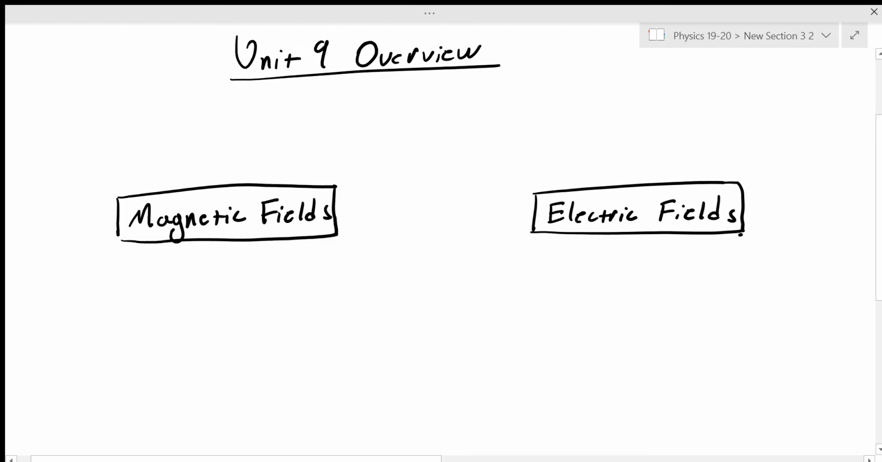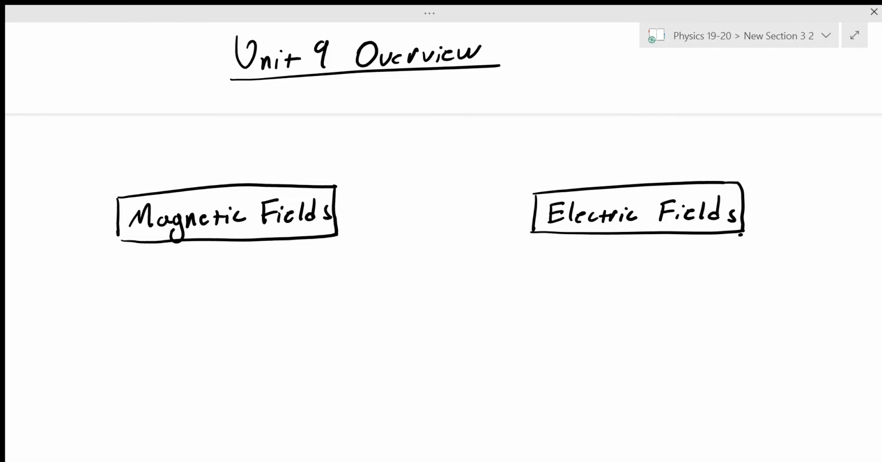Alright, hello class. I'm going to introduce Unit 9 by first giving you kind of an overview of the ideas that we're going to be playing around with. We've already done some stuff with electric fields, and now we're going to start looking at magnetic fields. But really what this unit is about is how these two things interact.